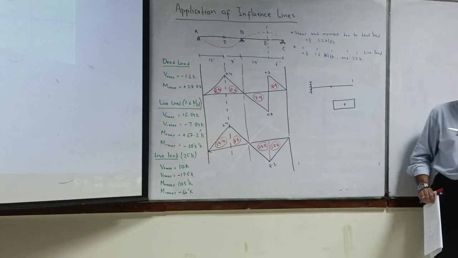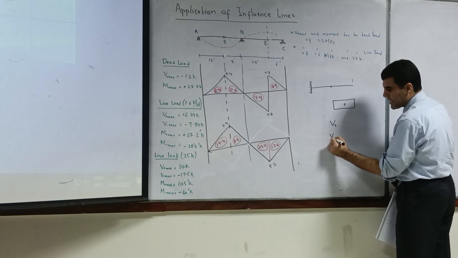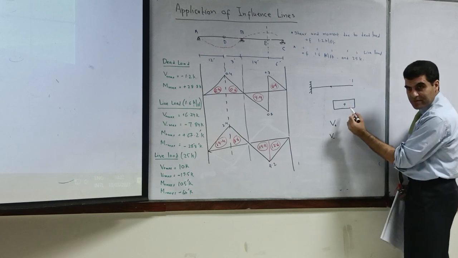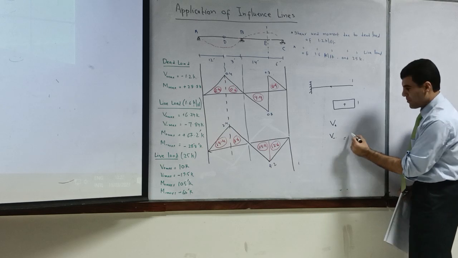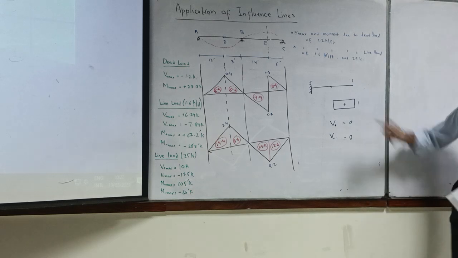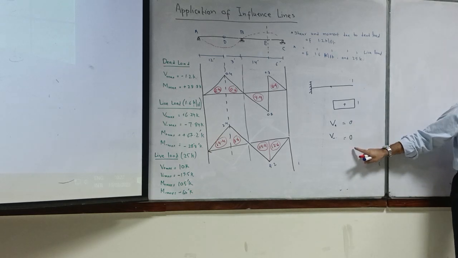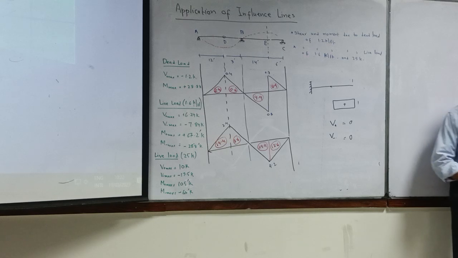So now in this case, what will be your V positive and V negative? V positive is this one. This will be just 1. What is V negative? 0. Okay? V negative will be 0. So if I give you something like this, please remember V negative will be 0. Just follow your influence line diagram. Okay?